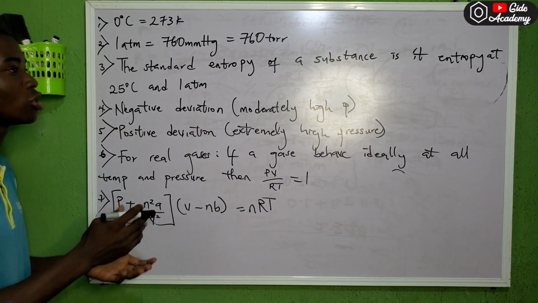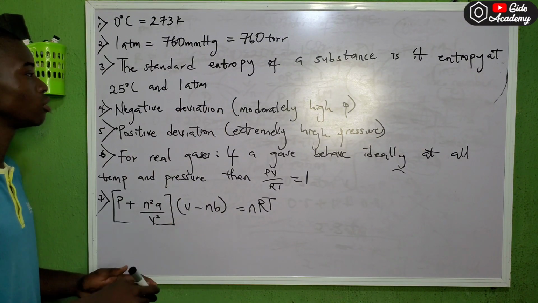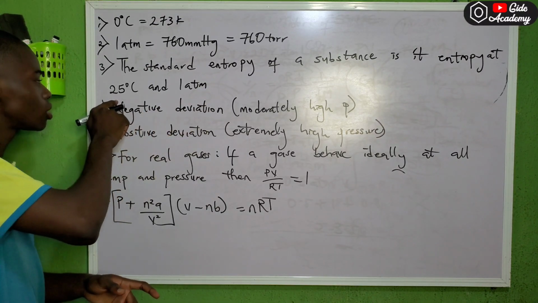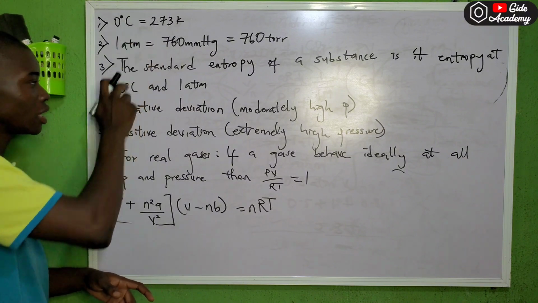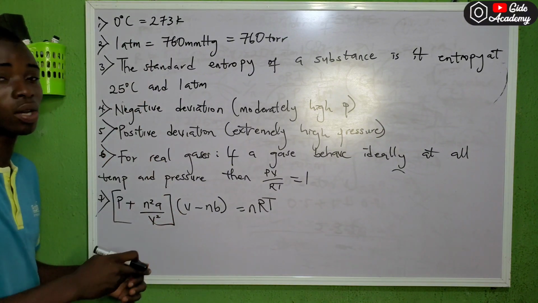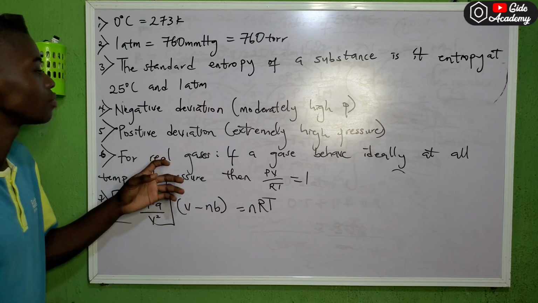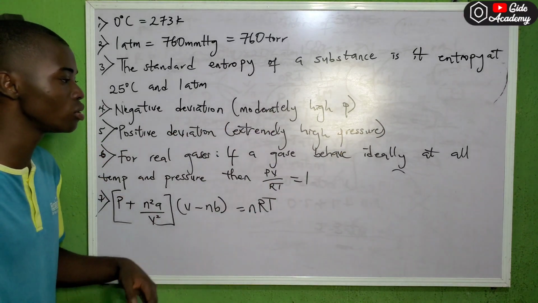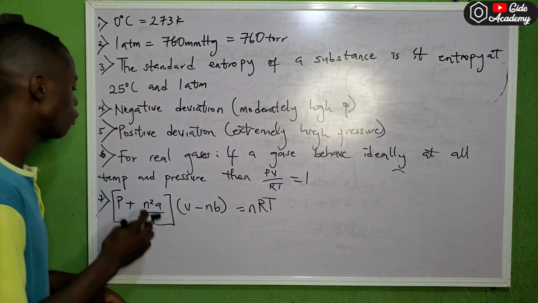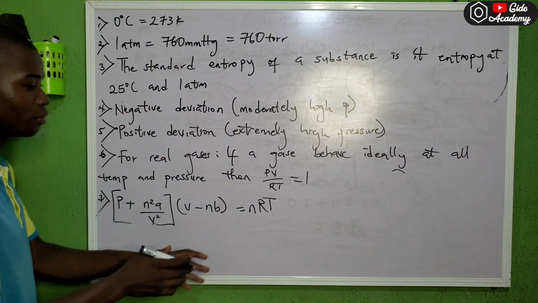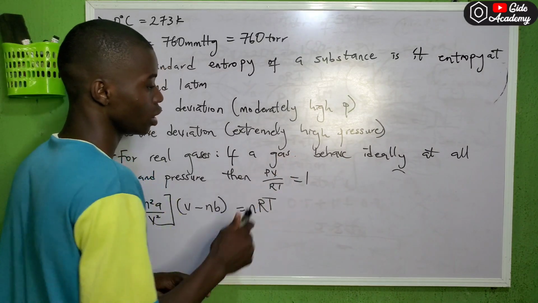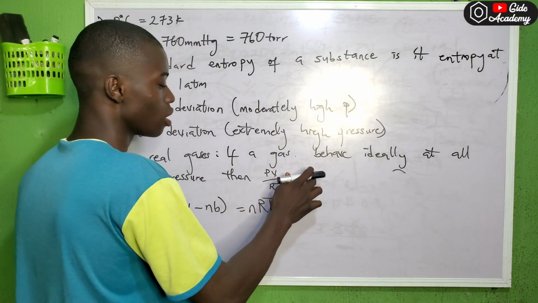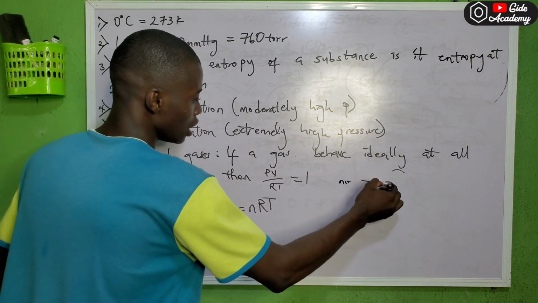These are examination questions. They might leave these two spaces. They will tell you that the standard condition of a substance is a dash, so your answer should be 25 degrees Celsius and 1 atm. 25 degrees, not 0 degrees again, not 273 Kelvin. The standard condition is usually 25 degrees Celsius and what? 1 atm. Then a negative deviation occurs due to moderately high pressure, while positive is due to extremely high what? Pressure. For real gases, if a gas behaves ideally at all temperature and pressure, then PV over RT is equal to what? 1, which is the number of moles of that gas, equal to what?